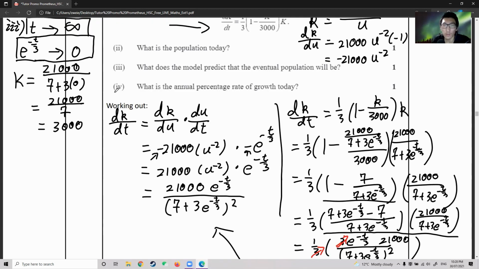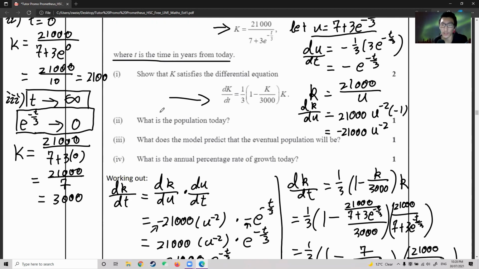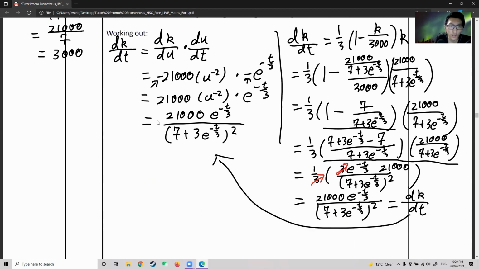Okay. Lastly, what is the annual percentage rate of growth today? All right. So we need to find our annual percentage growth rate. What it means is how much has grown. How many new kangaroos are we expecting next year in comparison to this year, like how many new kangaroos have been born?